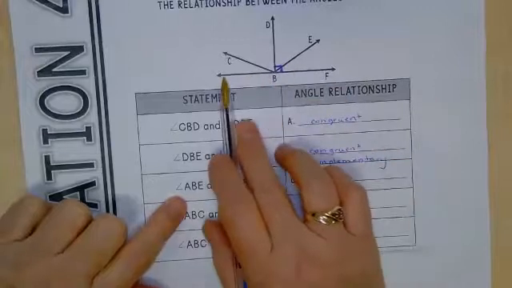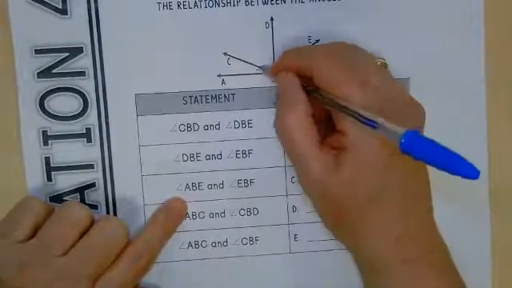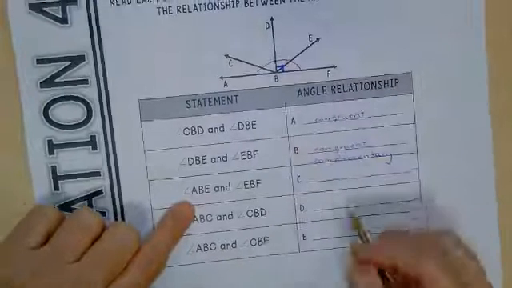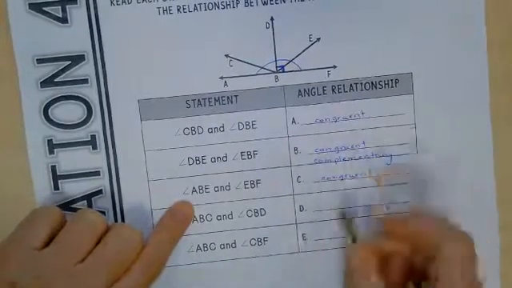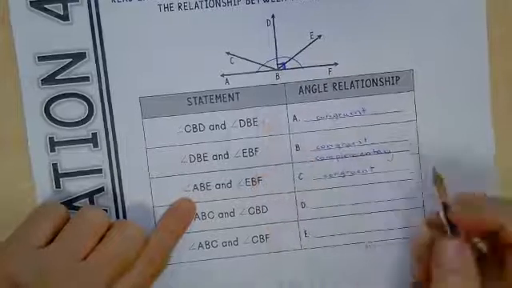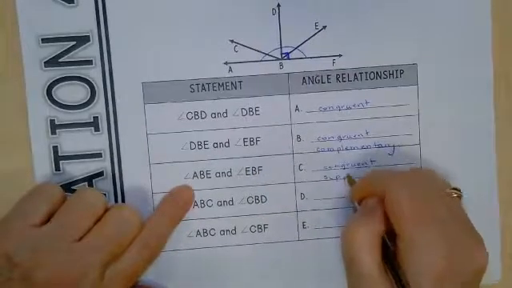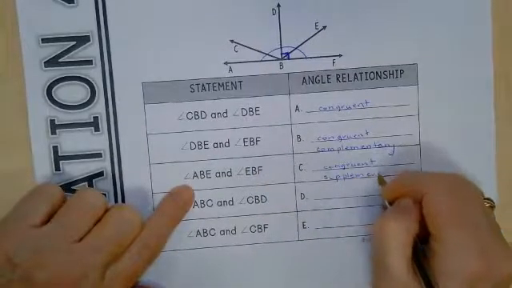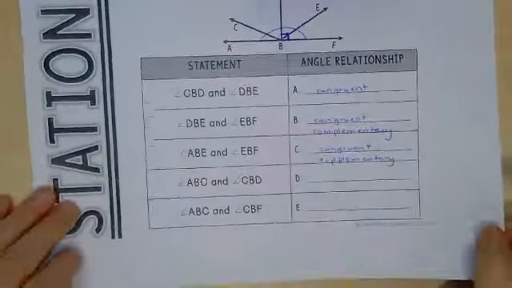ABE and EBF. So now these two together, they're congruent, they're next to each other, but now those two angles together equal 180 degrees, and according to your notes, those are supplementary angles. You can finish the last two on your own.